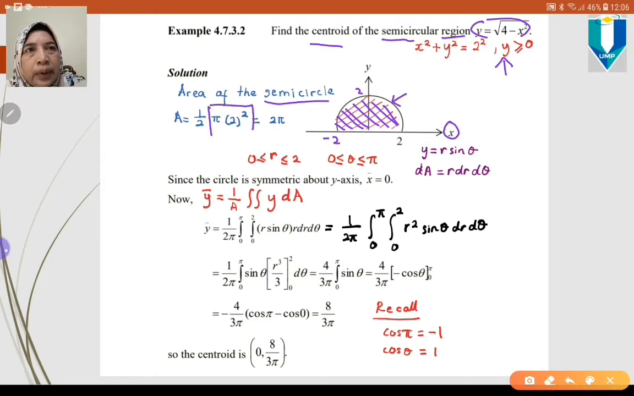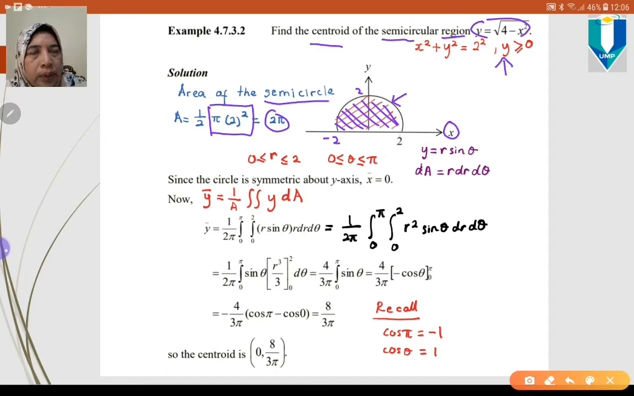You know the area of a circle is πr². So you substitute values in here, and you will get half times 4π. And then you get this answer for the area of the semicircle.